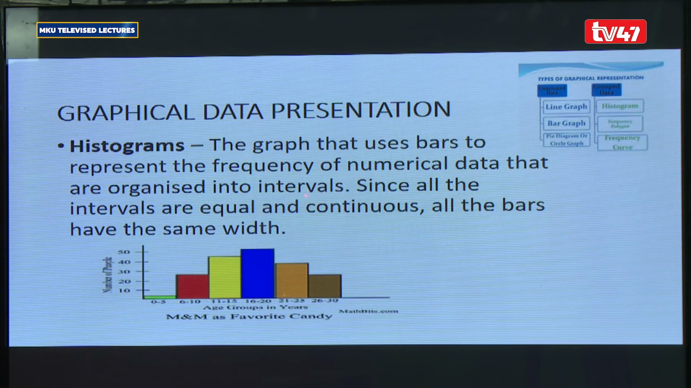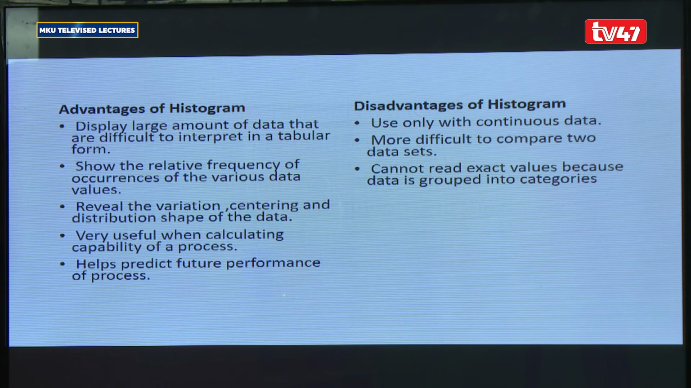Then we have the histogram, a graph that uses bars to represent the frequency of numerical data. You can see they show continuous data. They are different from the bar graph because they are continuous by nature, and they also show the intervals. What are some of the advantages of the histogram? They are able to present large amounts of data. They can also show the relative frequency of occurrences in various data.